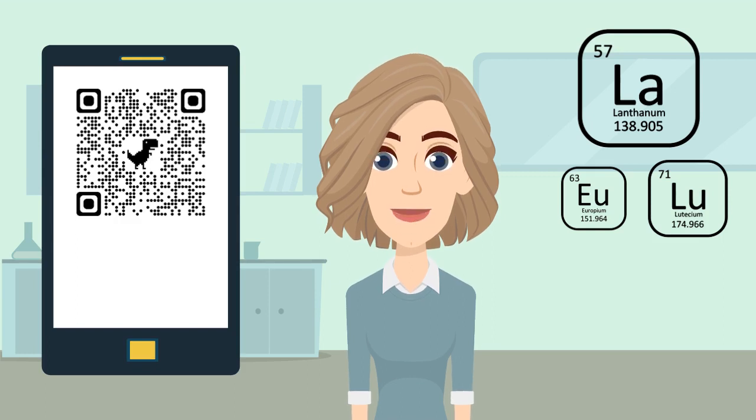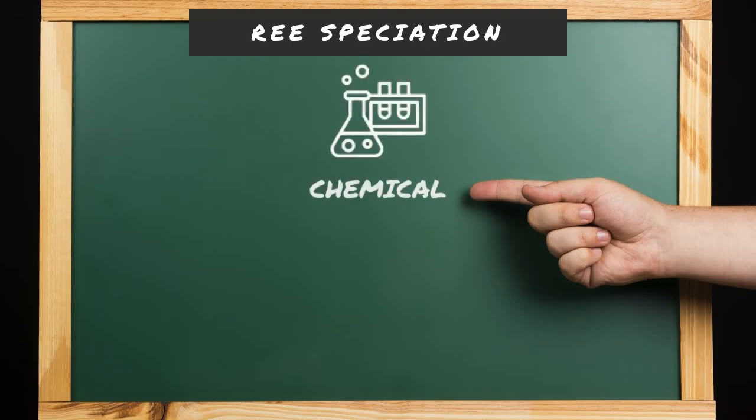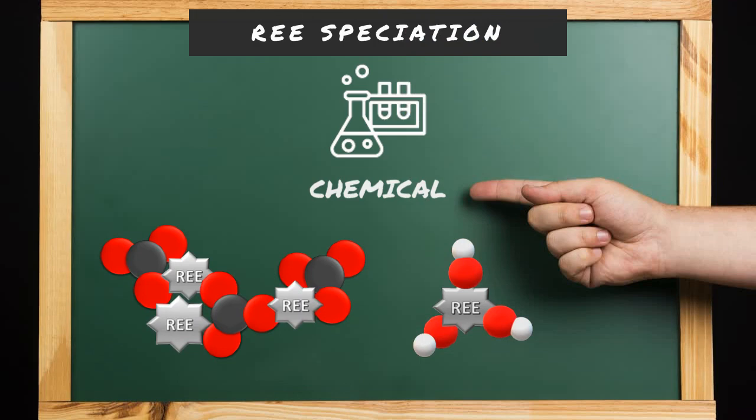Let's talk a little bit more about the speciation of rare earth elements. Typically, when we talk about the speciation, we can break it down into 2 categories. The first category is chemical speciation. In typical environmental conditions, we see rare earth elements in their trivalent oxidation state, associating with carbonates, hydroxides, and phosphates.